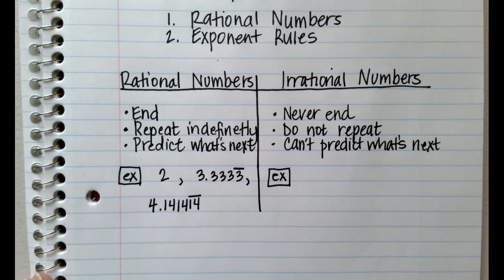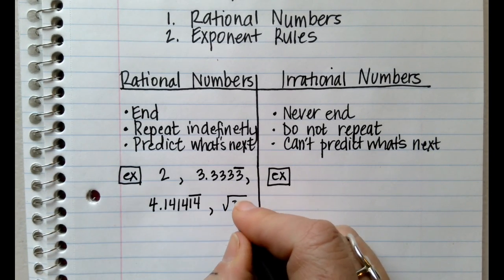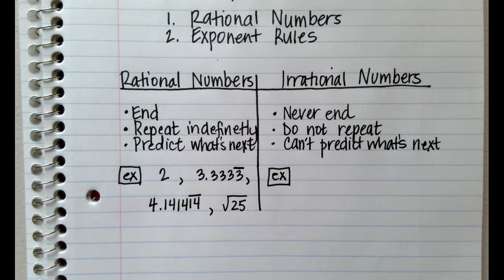I could even have a square root, like the square root of 25 would be rational because what's that answer? 5, right? Square root of 25 is 5. So the answer to that square root is a number that ends. Okay, or if it was a number that repeated indefinitely, that would be okay too.